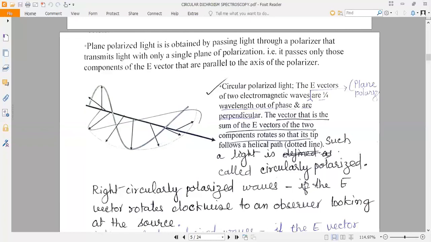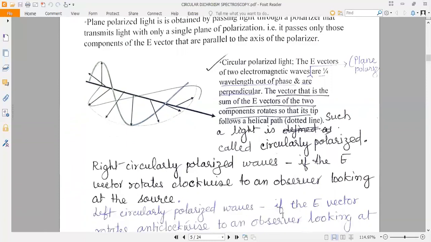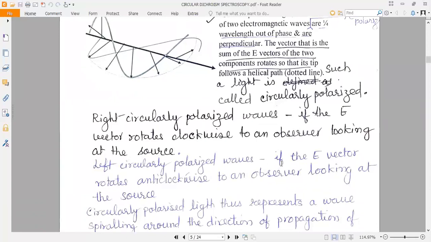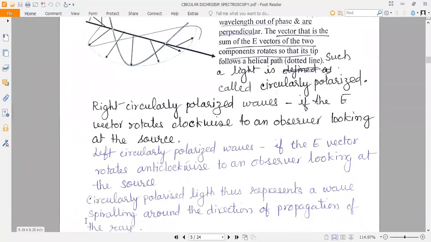Such a light is called circularly polarized. It can be right circularly polarized light if the E vector rotates clockwise to an observer looking at the source. If the E vector rotates anticlockwise to an observer looking at the source, then it is left circularly polarized wave. Circularly polarized light thus represents a wave spiraling around the direction of propagation of the ray.